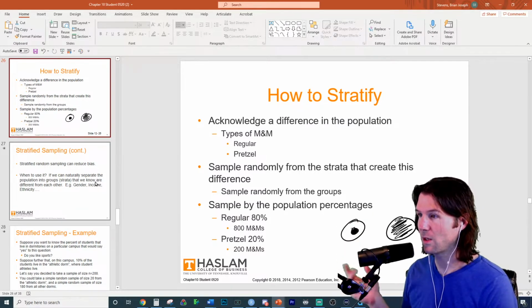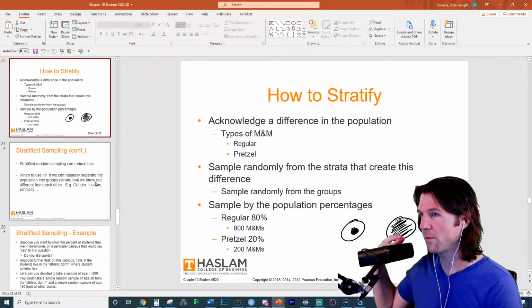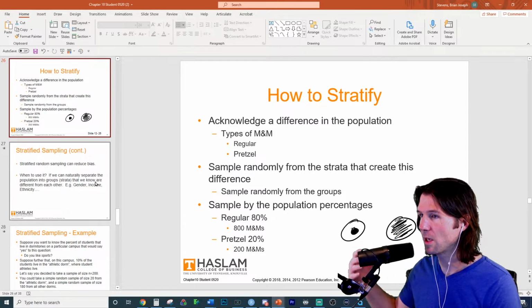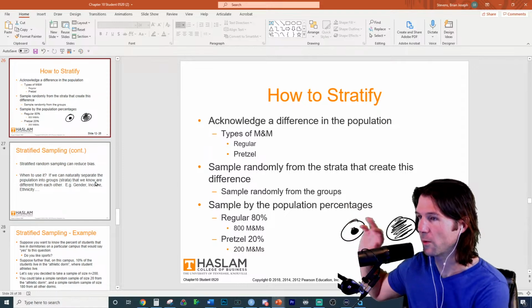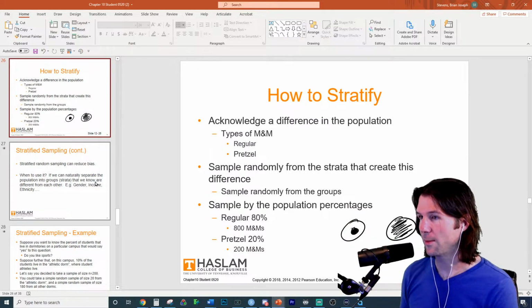So we did M&Ms also yesterday. And we'd say maybe our factory makes regular M&Ms and pretzel M&Ms. So we're going to sample 80% regular M&Ms. We want a sample size of 1,000. And so we're going to sample 800 regular M&Ms and 200 pretzel M&Ms to do the proper ratio.